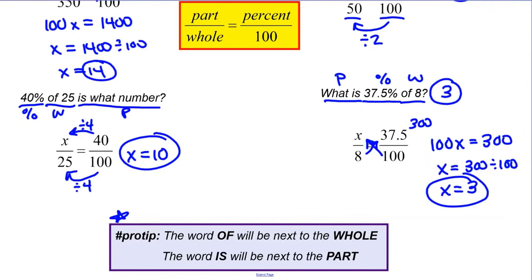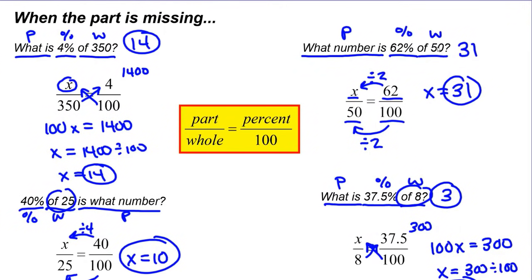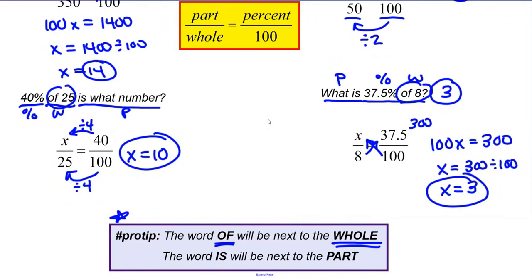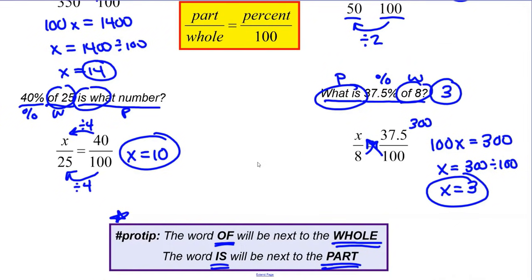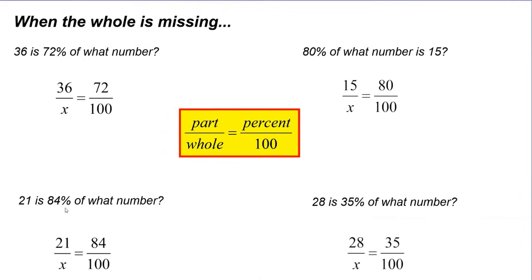When you're interpreting these word problems, the word of will typically be next to the whole. Of 8, of 25, of 50, of 350, out of, that typically tells you what the whole is. And then the word is will usually be next to the part. What is, what number is, what is. So those are some good context clues to help you identify the difference between the part and the whole. Of course, the percent is always easy to identify because it's the number that has the percent symbol after it.